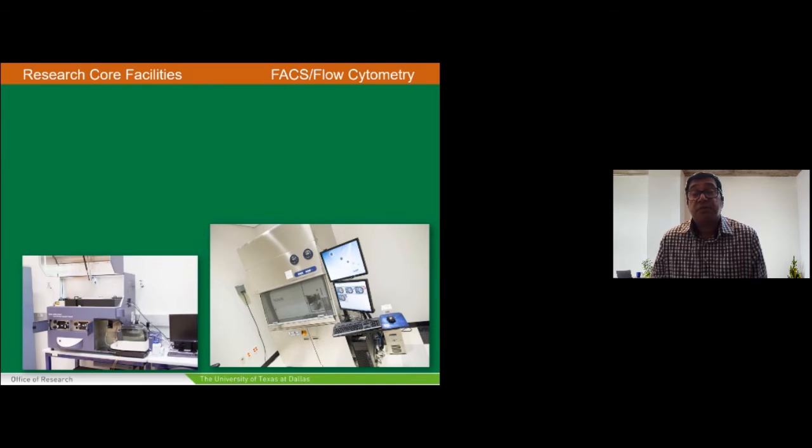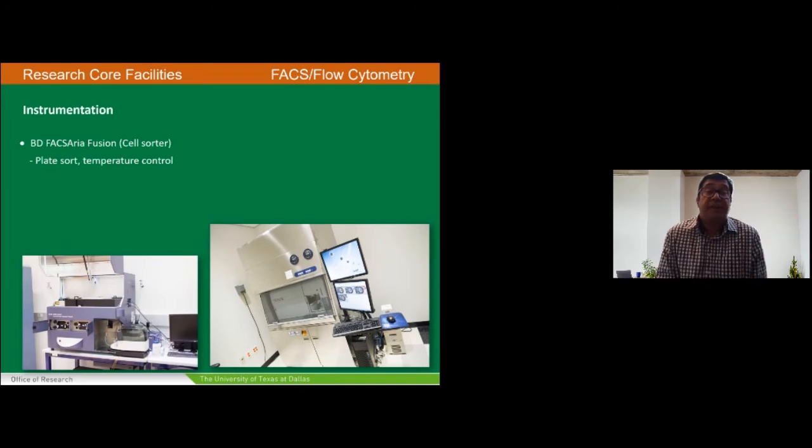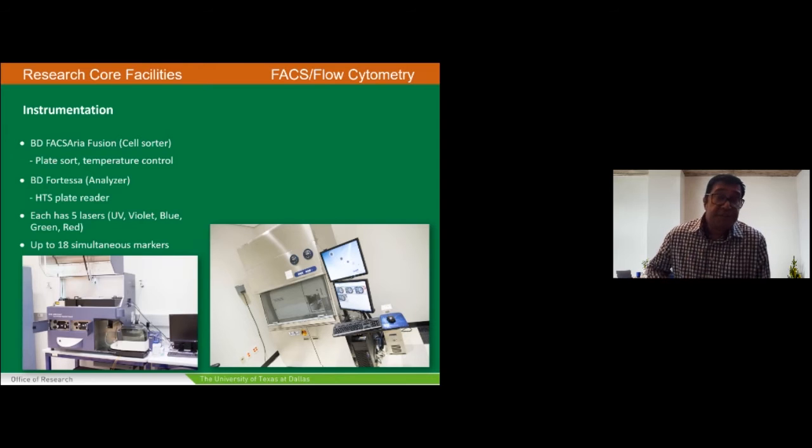So the next core, I'll be briefly talking about the flow cytometry core. In this core, we have two instruments. The first one is a cell sorter. It has a plate sorting method with temperature control. The next is the analyzer, which has a high-throughput plate reader. It's capable of up to 128 wells, I believe. Both the sorter and the analyzer come equipped with 5 lasers, as you can see, and with the combination of these different lasers, you could identify 18 simultaneous markers.